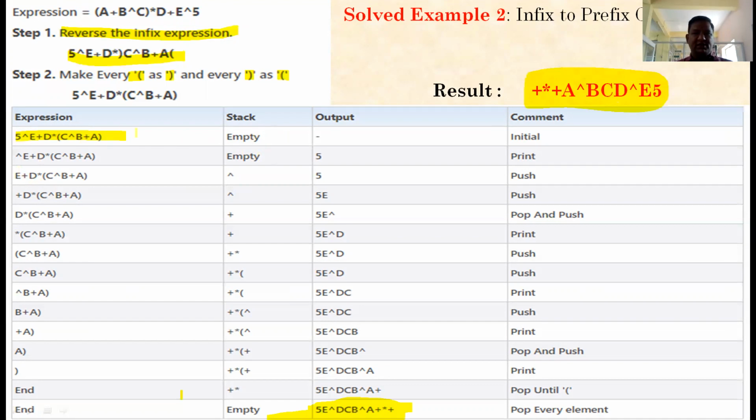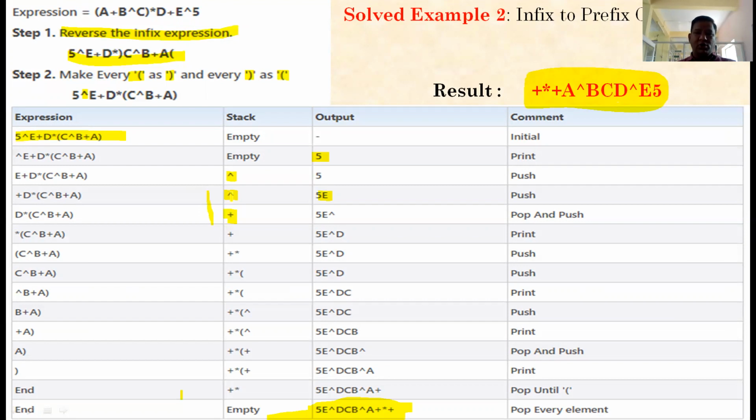See, initially the stack is empty. When the first symbol 5 is encountered, it is an operand, so it will be written in the postfix form. Next is the exponential operator. An operator is encountered, so it will be pushed on the top of the stack. Next is E, an operand, which will be written in the postfix form. Plus is an operator. Again, here you have to check that the precedence of exponential is greater than that of plus. So plus cannot be added on top of exponential.